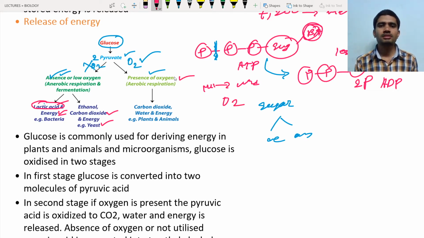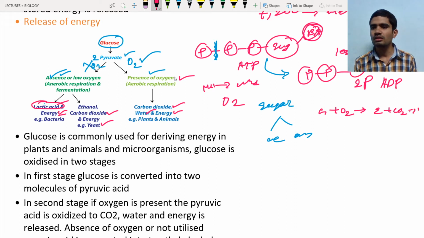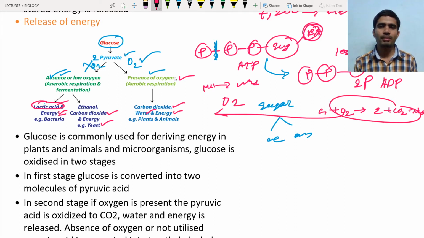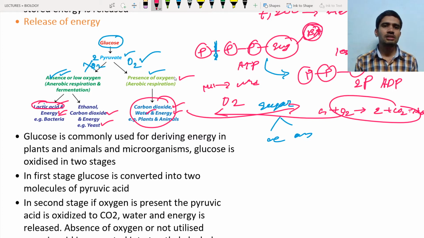Next is the presence of oxygen. In the presence of oxygen, that is known as aerobic respiration. Here carbon dioxide, water and energy are produced. We have written the equation just now: the glucose molecule plus oxygen gives energy plus carbon dioxide plus water. You can see the same equation over here. The components you can see here are the same as in this equation. So this is the main difference in the release of energy in aerobic and anaerobic respiration.